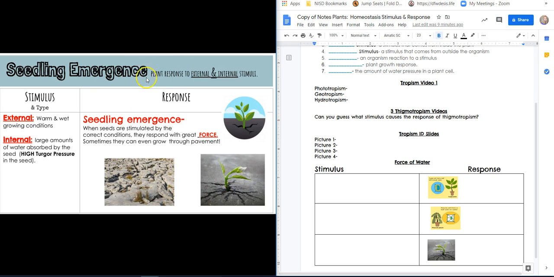And then finally, the last subject is seedling emergence. Here we're looking at seedling emergence. That response is due to a combination of an internal and external stimulus. So there have to be two stimuli for seedling emergence. The external is the warm and wet growing conditions. The internal is the amount of water absorbed by the seed. The seed has to absorb enough water to have really high turgor pressure so that there's enough force for the seedling to sprout through whatever it's growing in. So here you're just identifying the stimuli and describing the response.